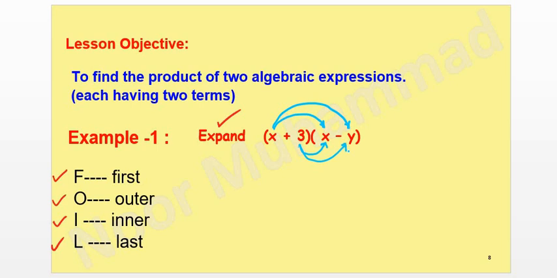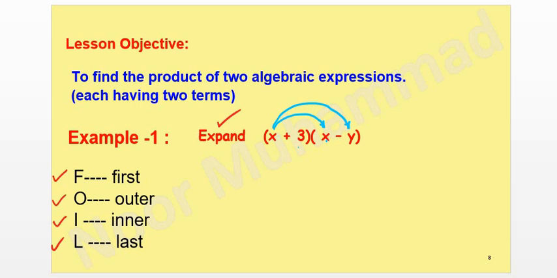Or simply, you can say take this x, the first term, and multiply with both of these. Then take this second term, positive 3, and multiply with both of them. Right? That's so easy. So let's start with the x first. Personally, I do not go with this word FOIL. I usually think in this way, that this is the first term x.